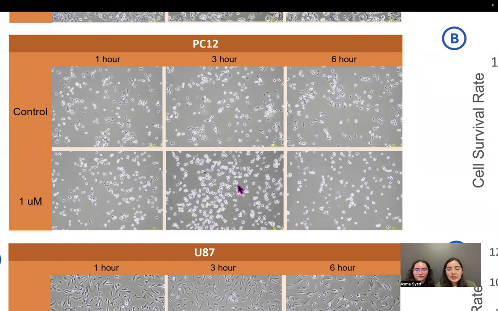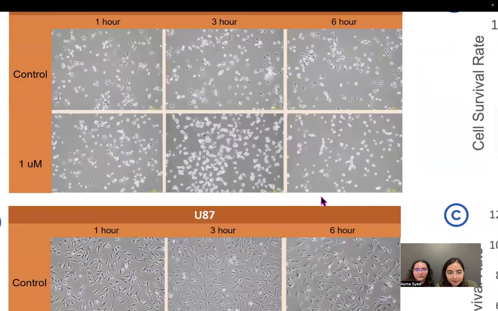So importantly, this does not necessarily mean that the cells are dying. It just means that, rather than being attached to the surface of the plate that they're being grown on, they're floating in the medium.